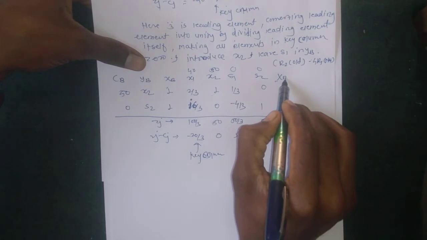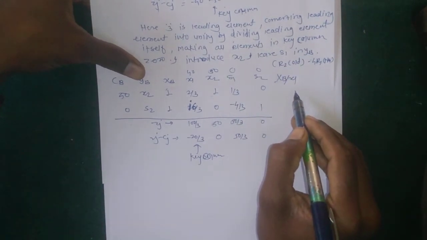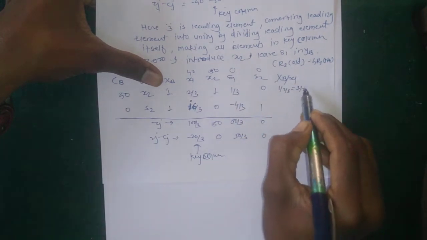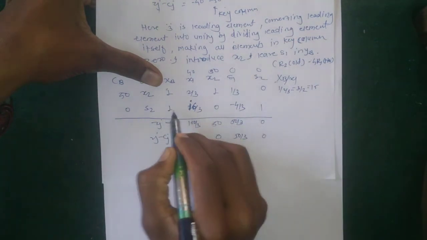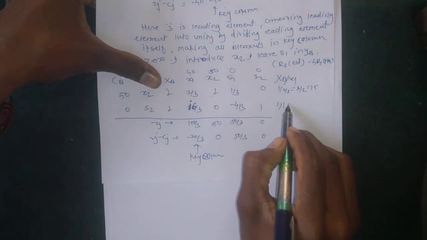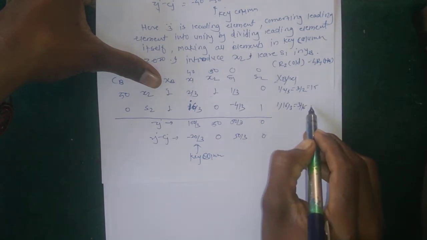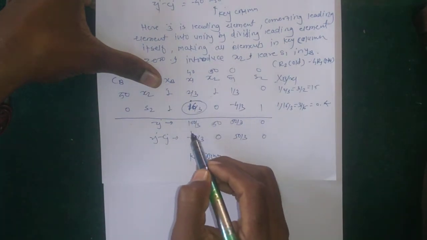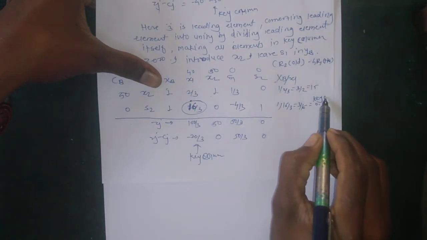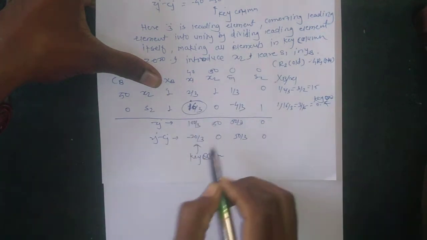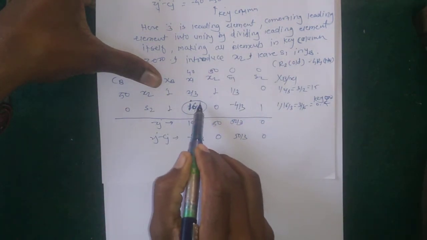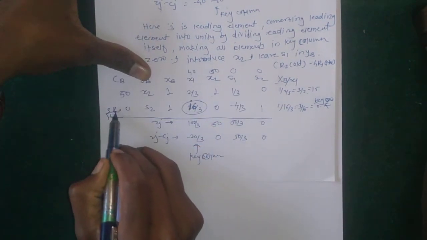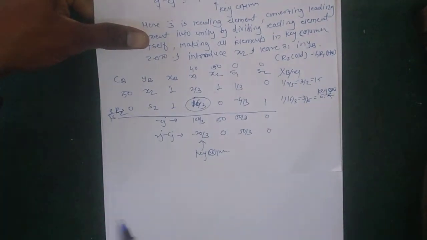Then find the ratio xb divided by x1. xb divided by x1 is 1 divided by 2 by 3, which is equal to 3 by 2, equal to 1.5. Then 1 divided by 16 by 3 is equal to 3 by 16, which is 0 point something. So this is our key column and this second row is the key row. The intersection of the key column and key row is our leading element, 16 by 3. So multiply r2 by 3 upon 16, and make the elements above it 0.